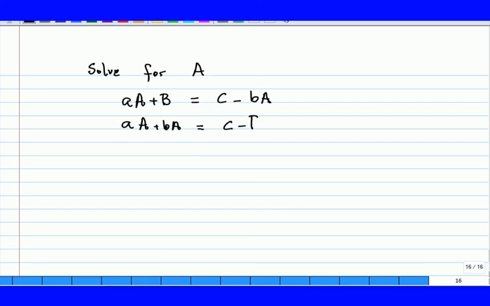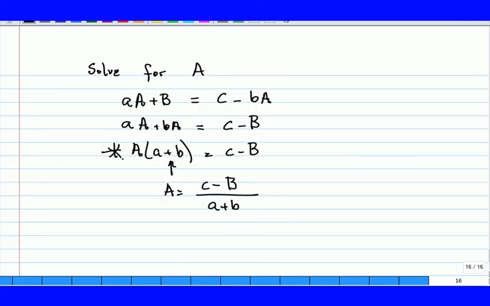And you're going to move the B on the other side. C minus BP. Yes? Now, here's the step. Be sure you know how to do this. A plus B equals C minus B. This is like a coefficient. So A equals C minus B over A plus little b. So pay attention to this step when you are using distributive property. Does it make sense?